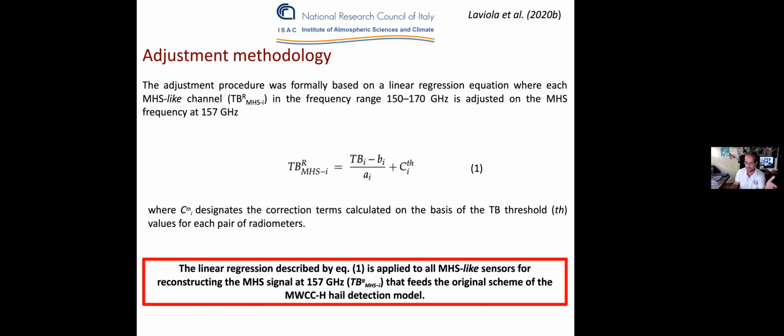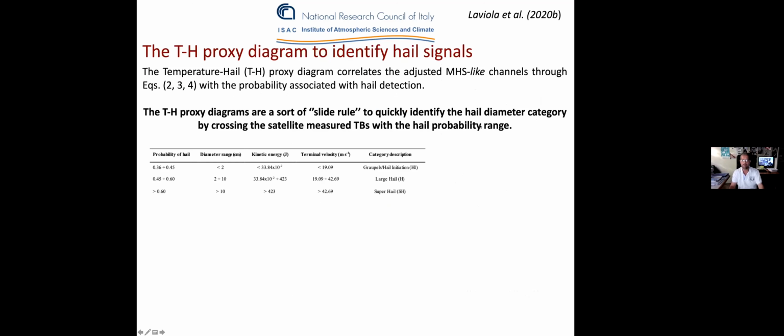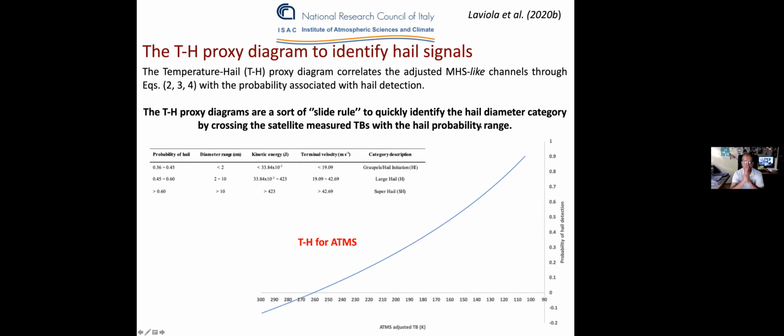MWCC-H for detecting AIM. Equation one has been specialized for each instrument, and you can see the equation in the left part of the screen, and on the right part of the screen you can observe the list of the correction terms as a function of the observed TB. Of course, for each sensor, a theoretical TH proxy diagram has been calculated.